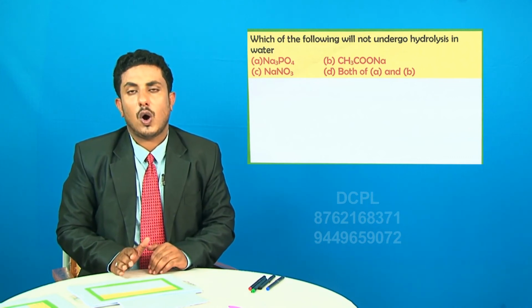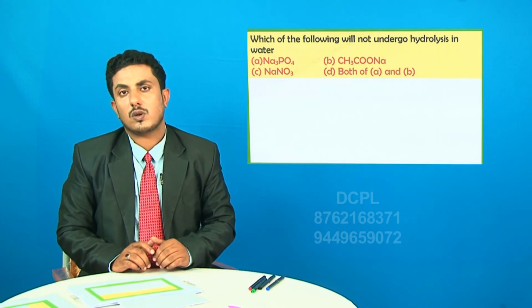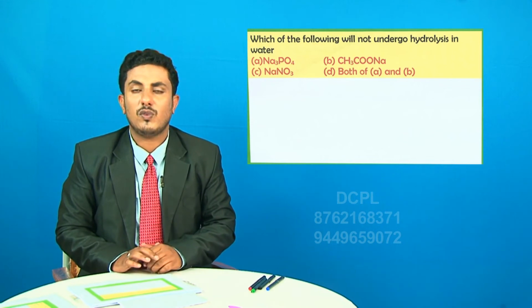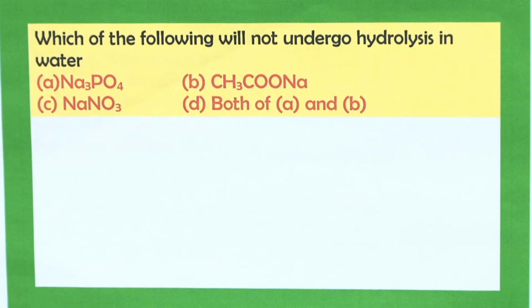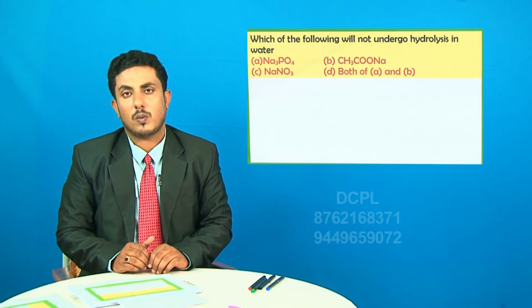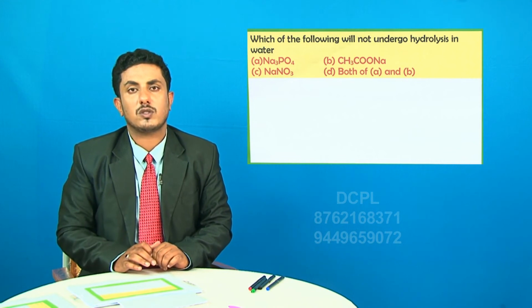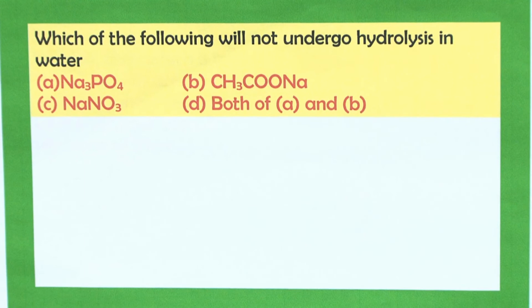So salts of strong acid and strong base do not undergo hydrolysis, whereas salts of weak acid and strong base, or strong acid and weak base, generally undergo hydrolysis, because on treating with water they form the corresponding weak acid or weak base. So which of the following does not undergo hydrolysis means we should find the salt which is made up of a strong acid and a strong base. If a salt is made by a combination of a strong acid and a strong base, that does not generally undergo hydrolysis. Let's analyze the question one by one.